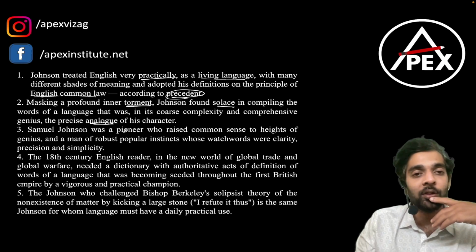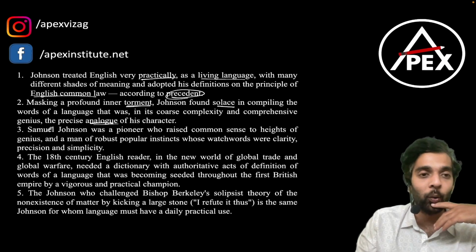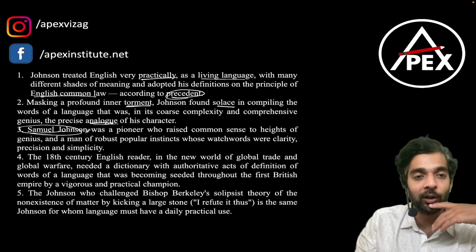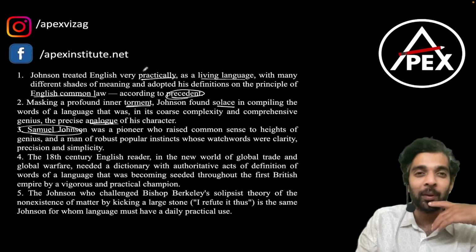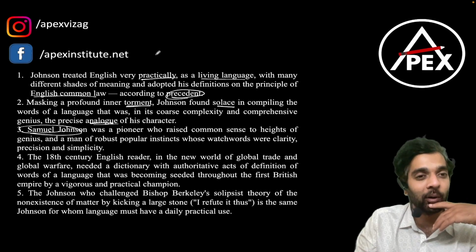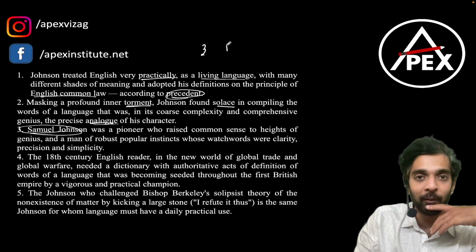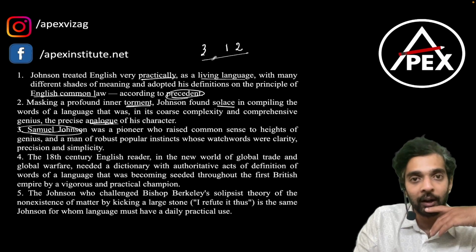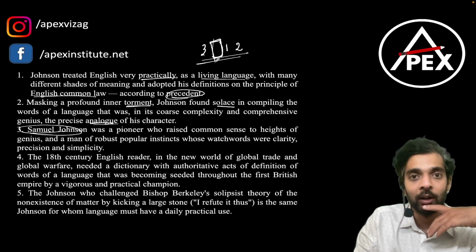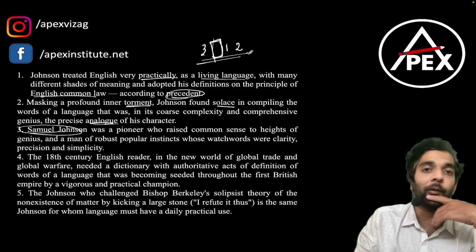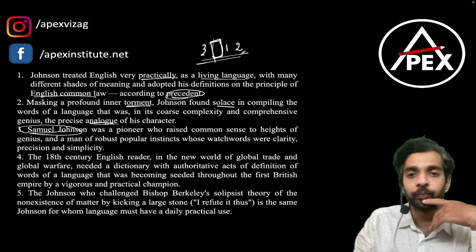Now, Samuel Johnson was a pioneer. Now we understand that his full name is Samuel Johnson. Obviously you will meet someone first and then give them a nickname, no? So I can definitely say that 3 will definitely come before 1 and 2. I don't know if there will be anything in between, or if they will be together, but definitely 3 will come before 1 and 2.